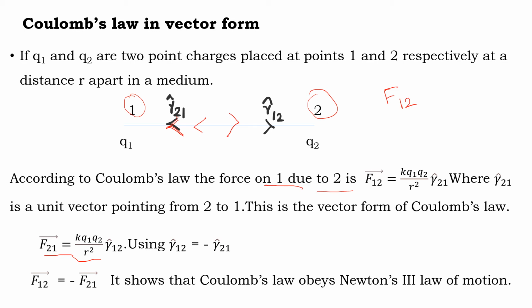And here, considering the unit vectors R21 and R12, that is, R21 is pointing from 2 to 1 and R12 is pointing from 1 to 2. Therefore, mathematically, it can be represented as R12 is equal to minus R21. Therefore, the two force equation becomes, that is, the force acting on the first particle due to the second charge and also the force acting on the second charge due to the first charge, and it will be F12 is equal to minus F21.